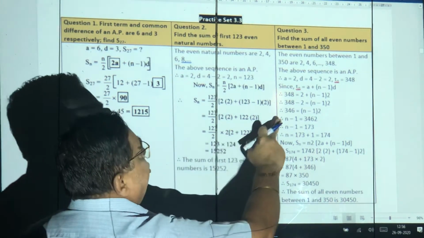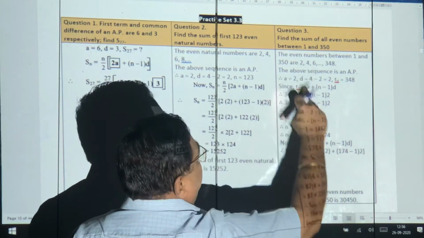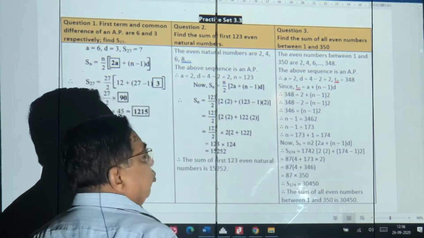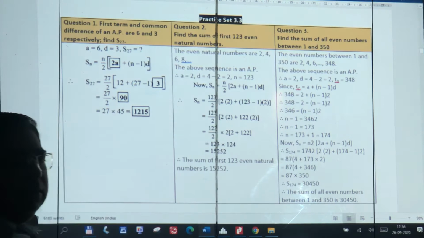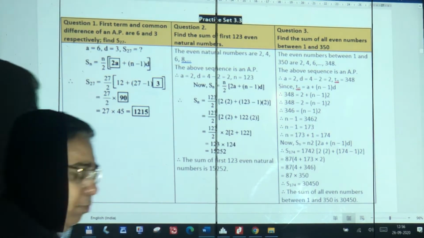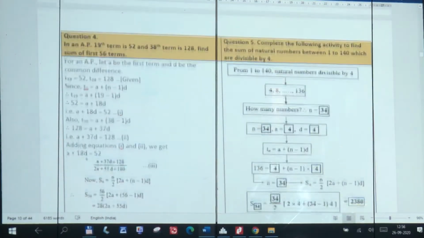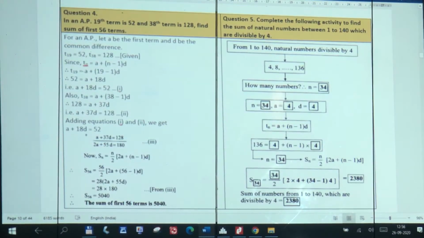So I know the last stop is 348. I know A from here. I know the difference from here. And I will solve the sum. N, A and D are required to do any sum in arithmetic progression. Let us see. So hard? No, not hard. You are not using brains.